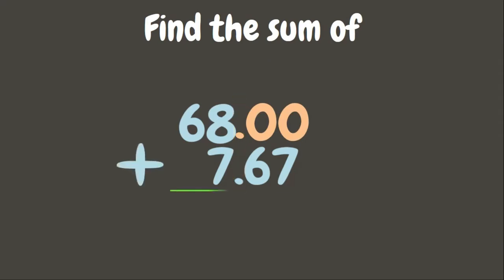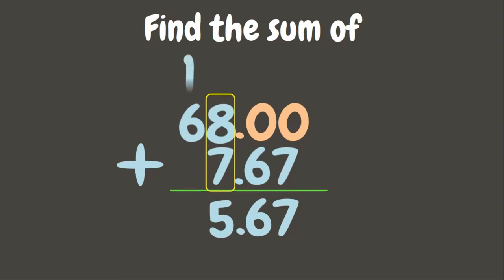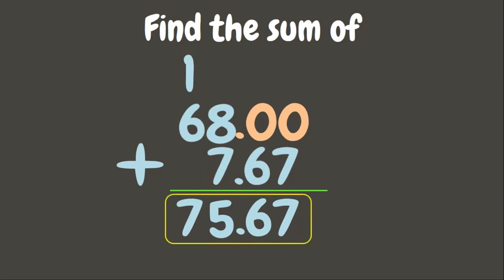Now let us add. 0 plus 7 is 7. 0 plus 6 is 6. Write decimal point, align from the decimal points above. 8 plus 7 is 15. Write 5, carry 1 to the next place value. 1 plus 6 is 7. Our answer is 75 and 67 hundredths.